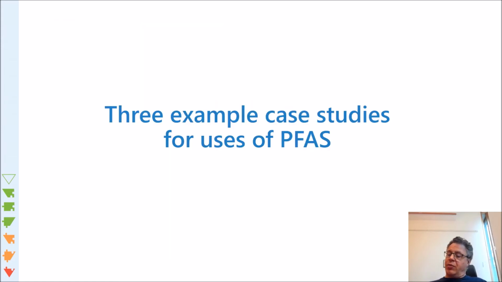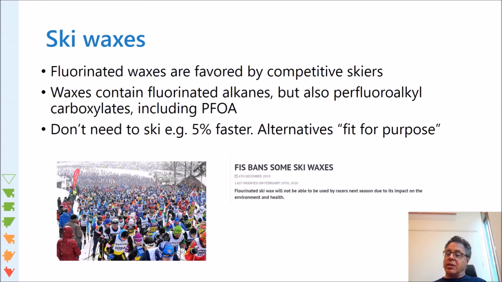I'll now run you through 3 example case studies for uses of PFAS for which we have applied the essential use concept. So the first case study is the use of PFAS in fluorinated ski waxes. You need ski waxes to ski these long ski races like the 90-kilometer Vasaloppet ski race featured in this photo.